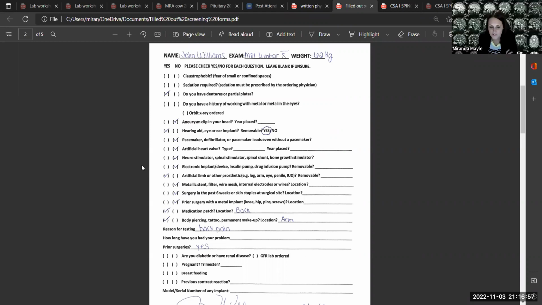Okay. Any surgery in the last 6 weeks or staples in your skin? No. Prior surgery with a metal implant, such as a knee or hip replacement or pins or screws from fractures? You know what? I do have screws in my bones in my arm from that surgery. How long ago? Oh, that was when you were a child, right? Yeah, I was in 3rd grade. Okay, perfect. Do you wear any medication patches on your skin? No.